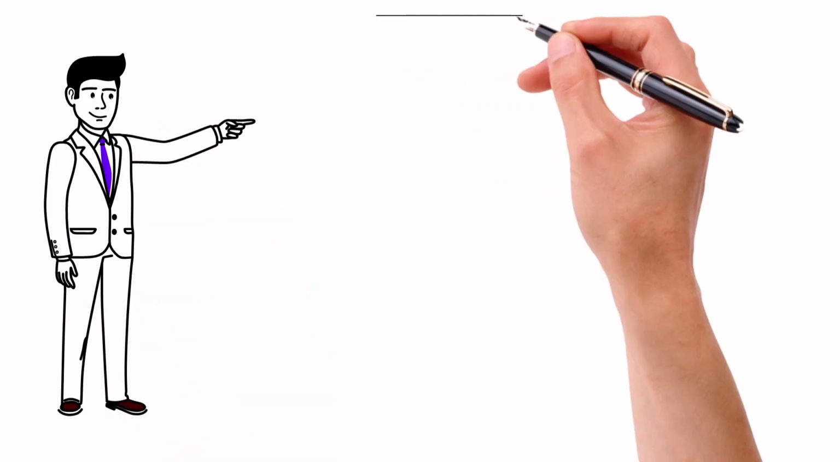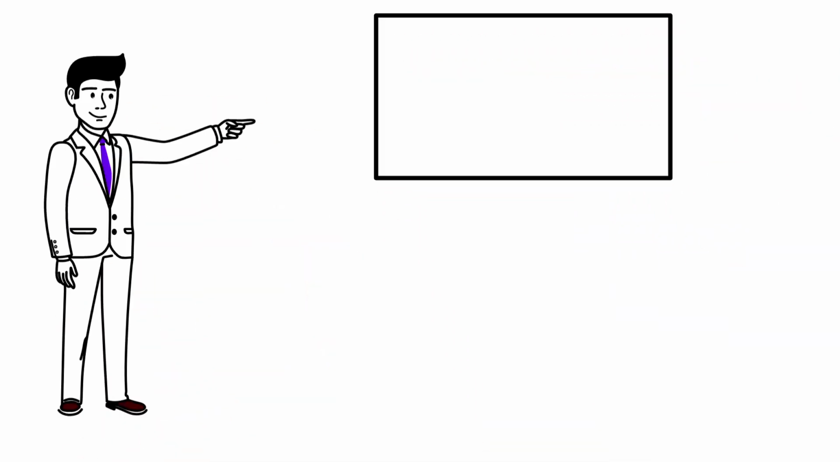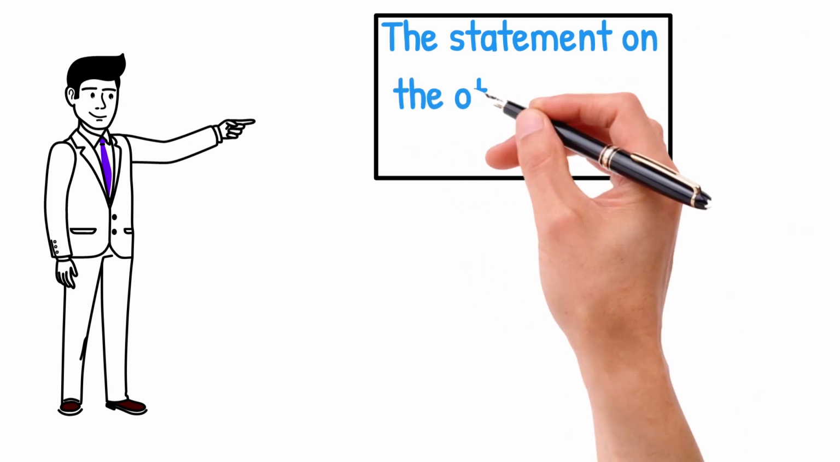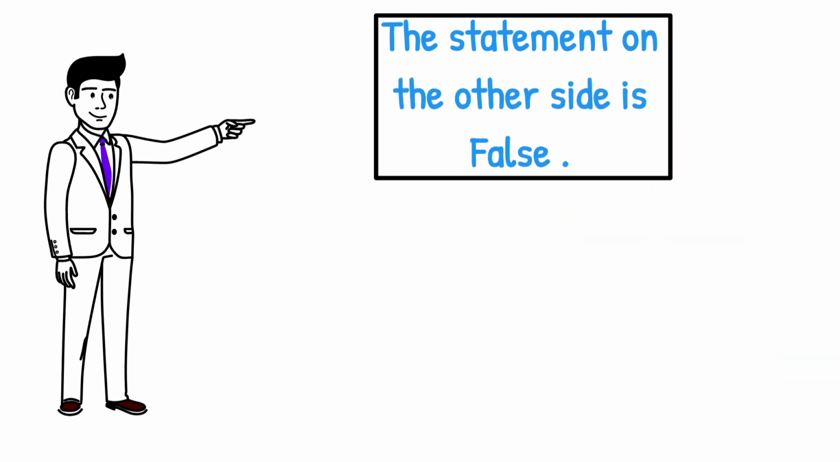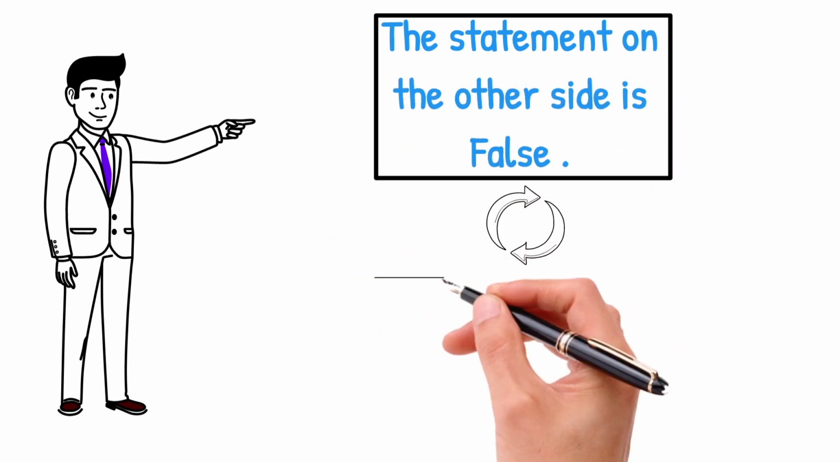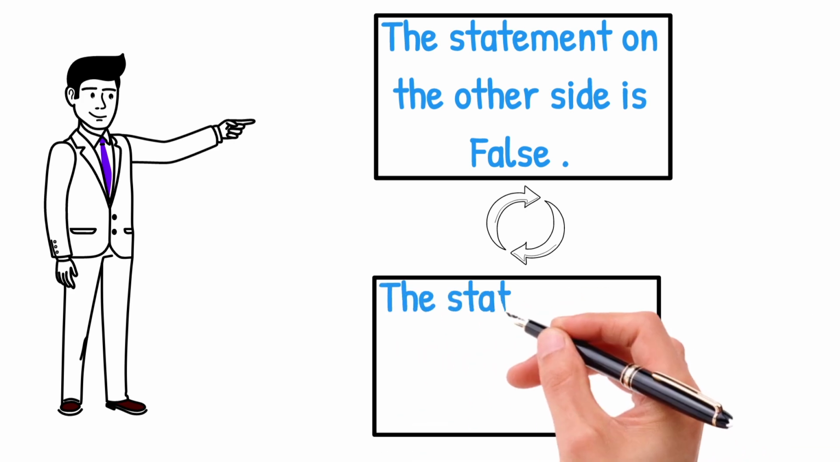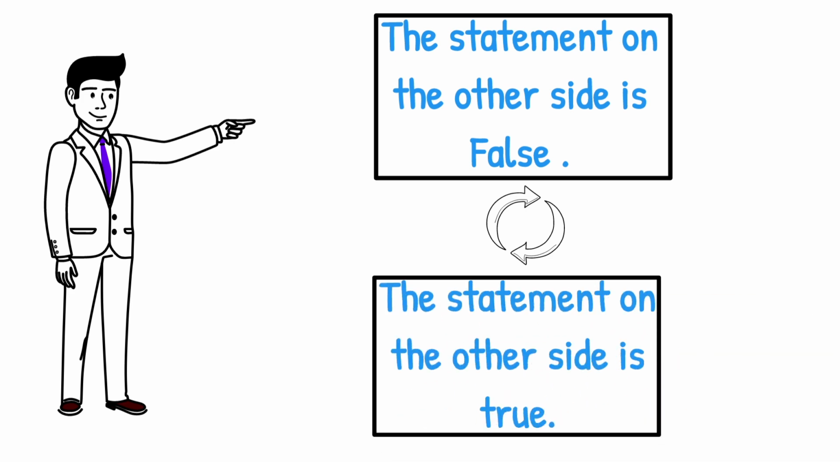Let us consider a piece of paper. On one side, it is written that the statement on the opposite side is false. And on the opposite side, it says the statement written on the opposite side is true. Now, let's think this through.